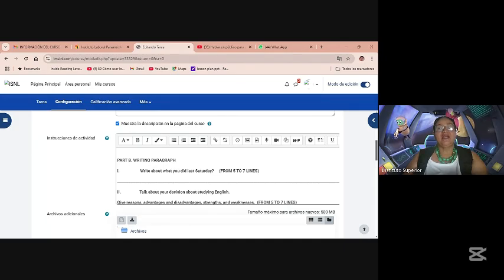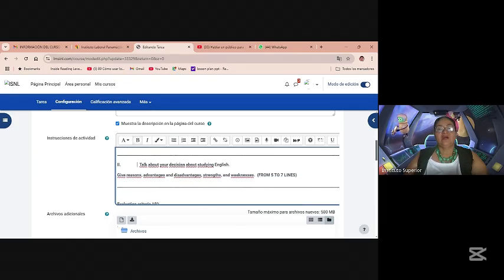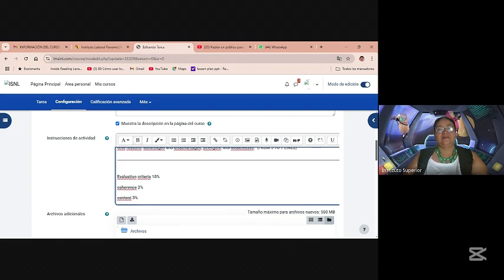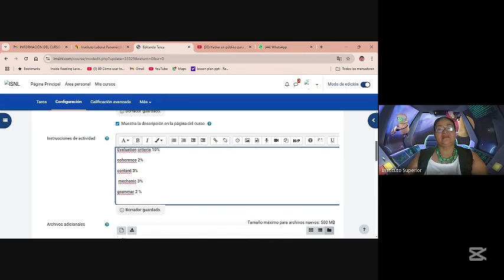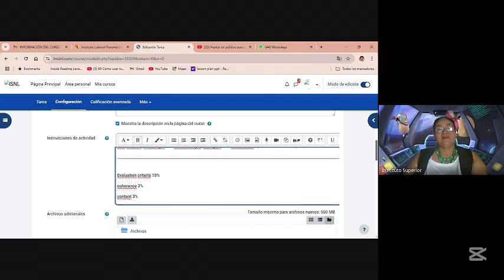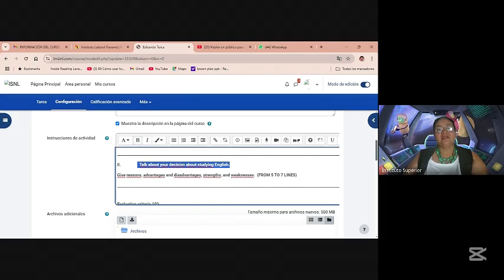Part B says write a paragraph about these 2 questions. What you did last Saturday. Talk about your decision about studying English. What is going to be evaluated? Coherence, content, mechanics, and grammar. In this, talk about your decision about studying English. You may give reasons, advantages, disadvantages, strengths, weaknesses.